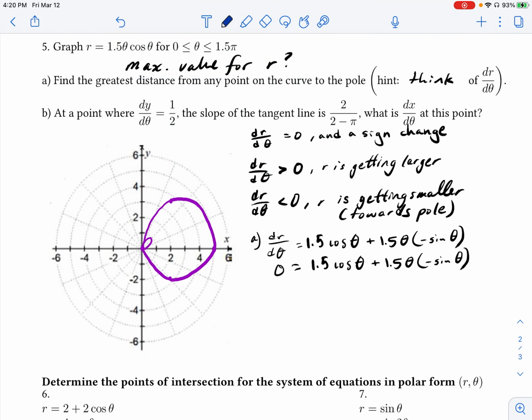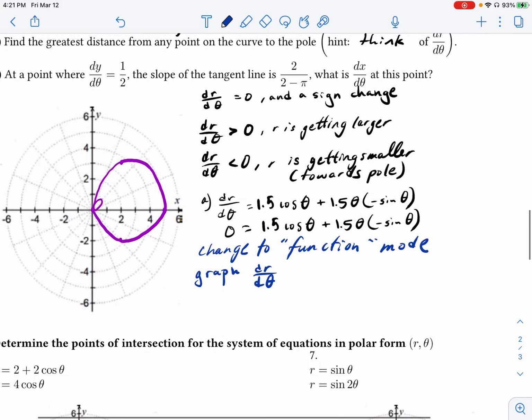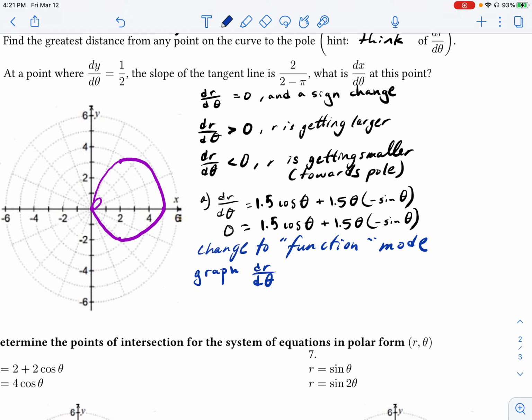So in our calculator, we're going to change our function now. So take a moment and change your calculator to function mode. And you're going to graph this equation. You're going to graph dr d theta, and you're going to graph it as a rectangular equation. You're going to do that so that you can find the zeros. So pause and go ahead and try that.